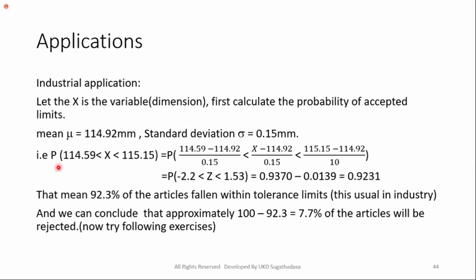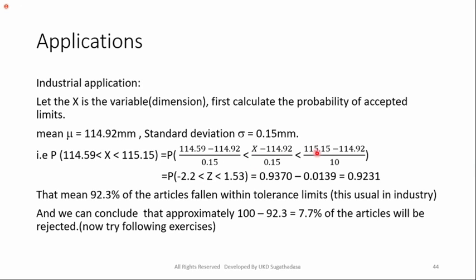114.59, this given value, minus the mean value 114.92. This calculation you can understand, divided by the standard deviation. This is Z, x minus mean by sigma is a mean Z value. See the Z here, second line.